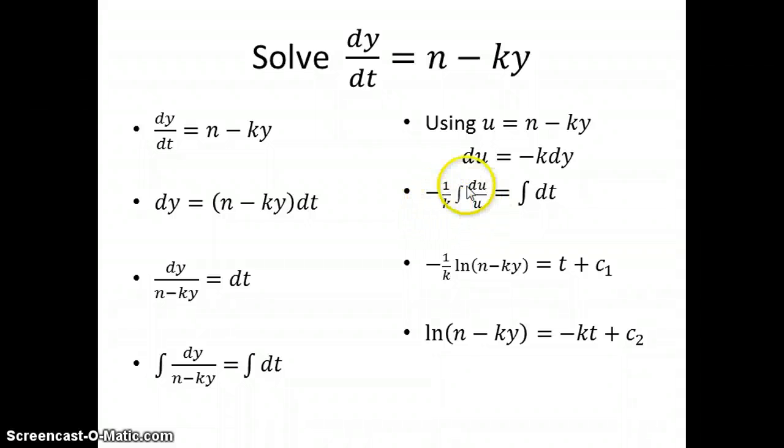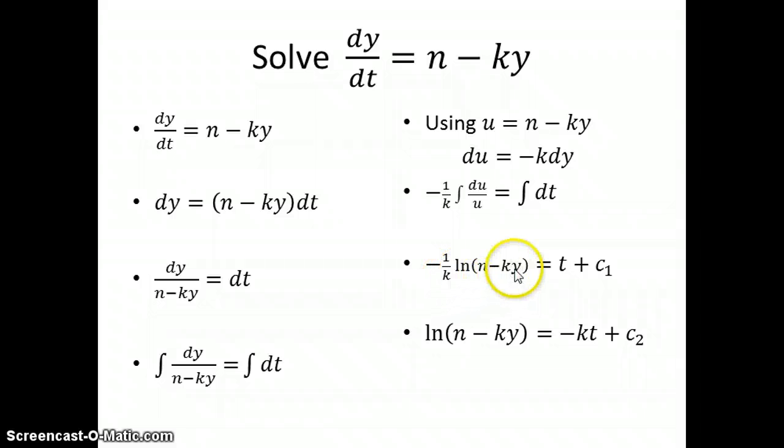Substituting, the integral on the left side is going to be negative 1 over k times the integral of du over u. And the integral on the right side, nothing has changed, so just the integral of dt. The integral of du over u is the natural logarithm of the absolute value of u. So this becomes negative 1 over k, natural logarithm of n minus ky. This really should have been absolute value. My mistake. The integral of dt is t plus the constant of integration. Notice I put a subindex because we're going to change that constant.